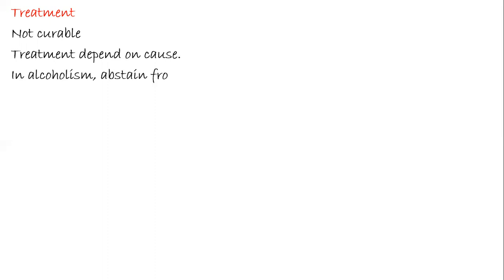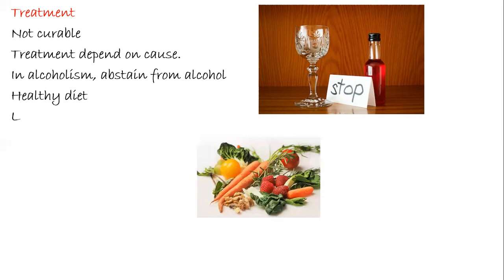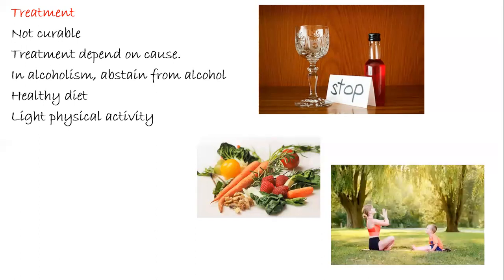The first is the treatment, which is going to depend on the cause. In case of severe alcoholism, the person has to abstain from alcohol. He has to switch to a healthy diet. He has to go for light physical activity. He has to restrict sodium in the diet. You can go for diuretics and laxatives. So this was all about liver cirrhosis.